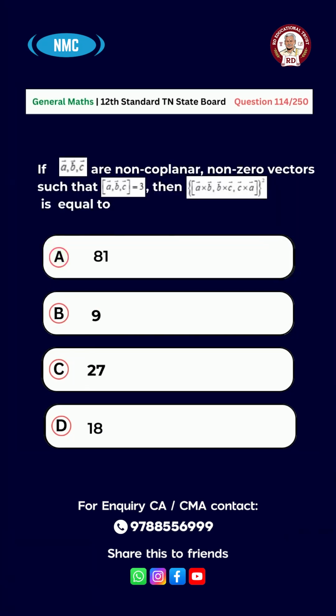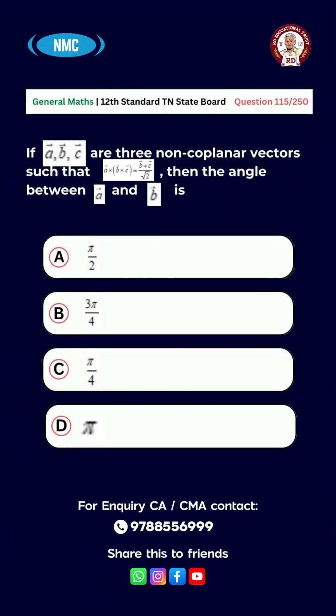Question number 114. If A, B, C are non-coplanar, non-zero vectors such that the box product of A, B, C equals 3, then the box product of (A cross B), (B cross C), (C cross A) whole squared is equal to: option A 81, option B 9, option C 27, option D 18. The correct option is option A, 81.